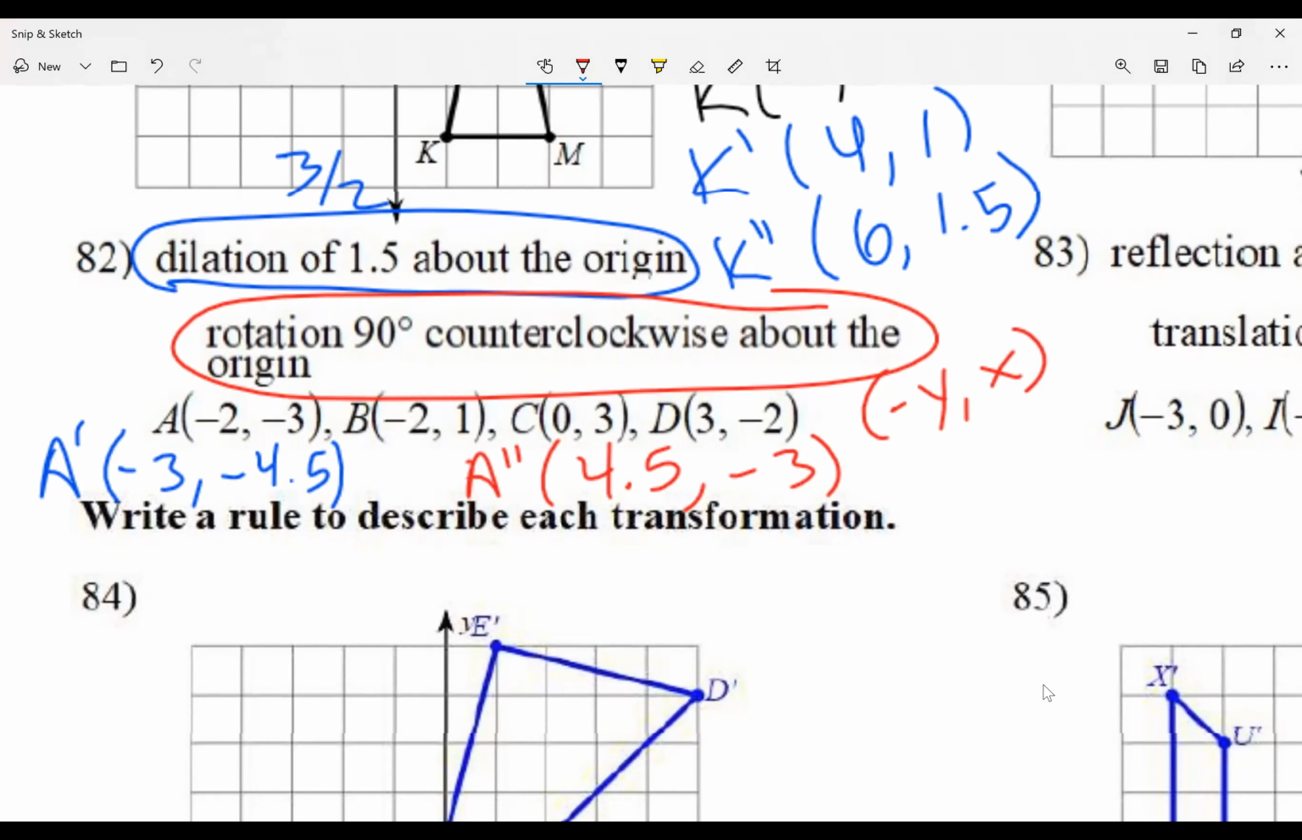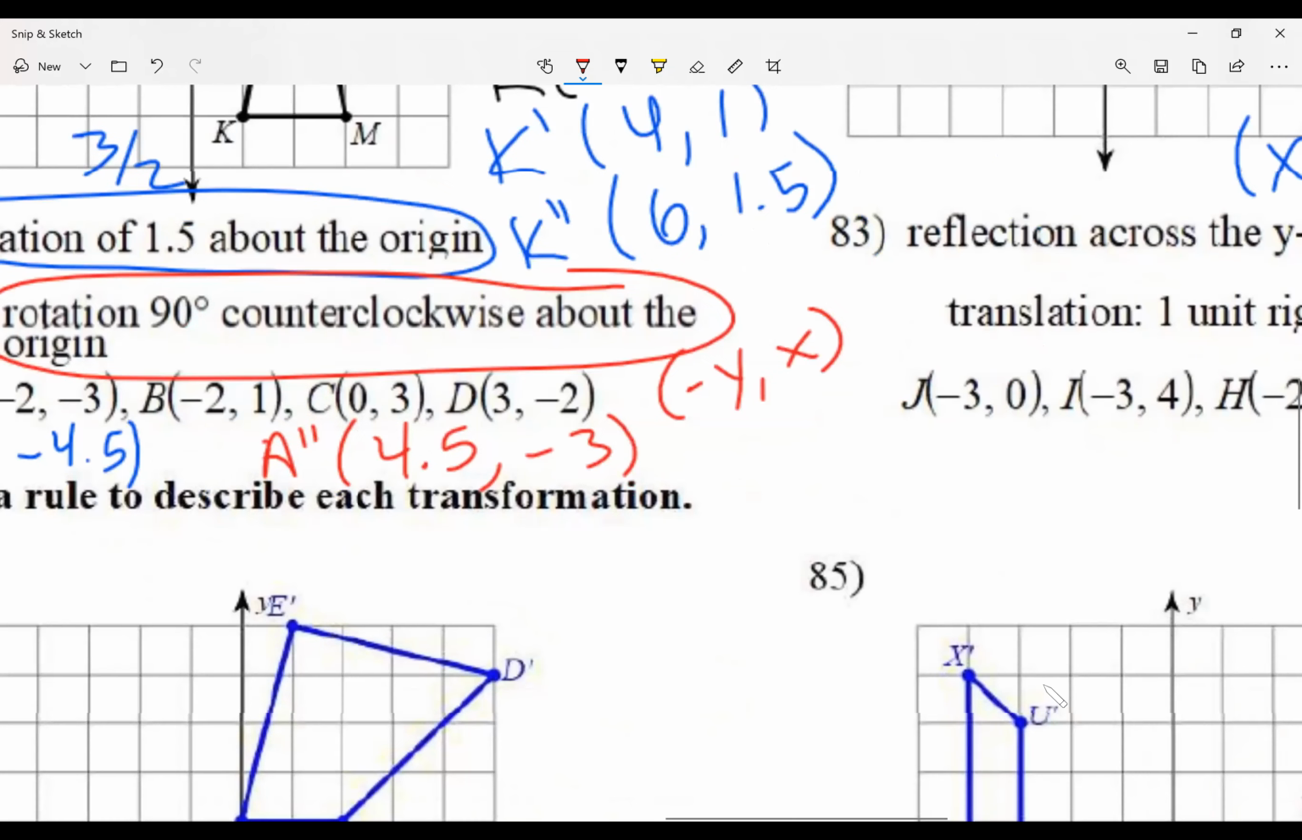Again, I just did one point. I randomly chose a point. I did point A, but I could have done point B, C, or D. For the first operation, for dilation, I multiplied by 1.5. And then I did rotation of 90 degrees counterclockwise. All right, let's take a look at number 83, my last question for today.